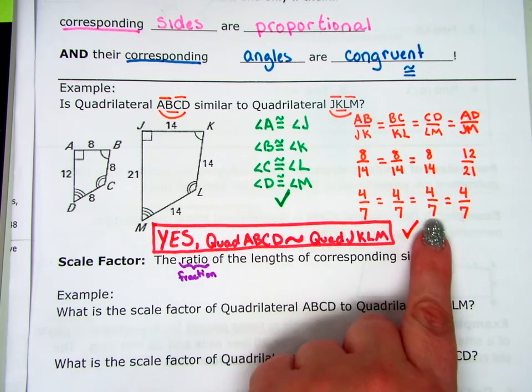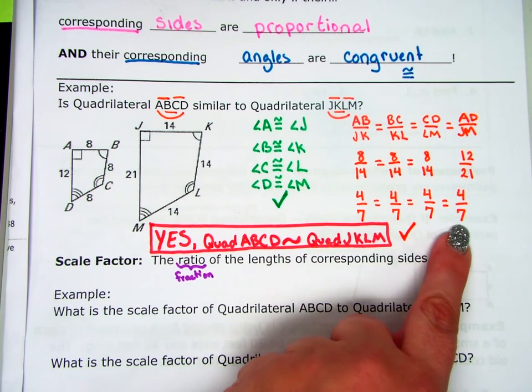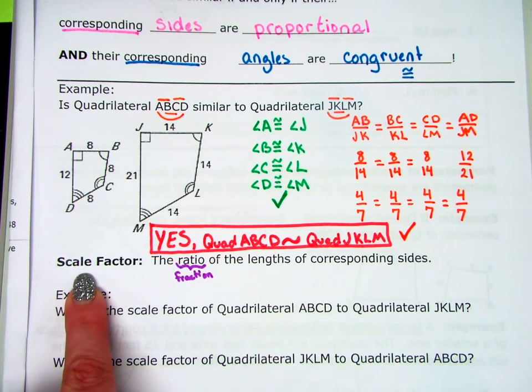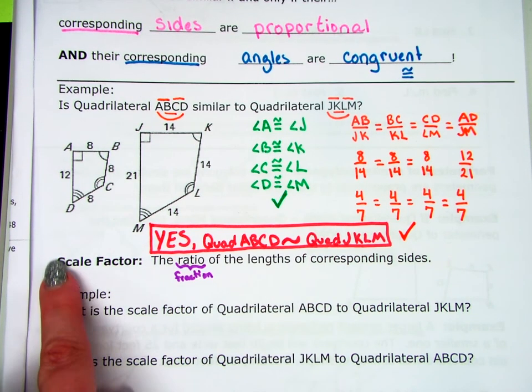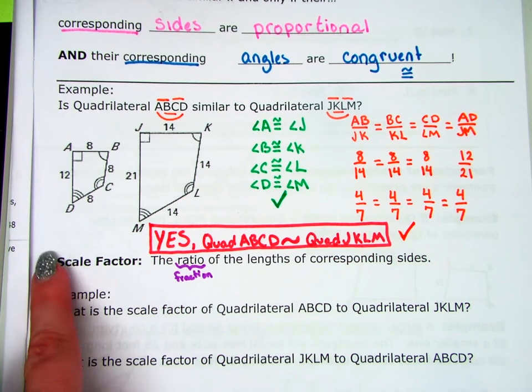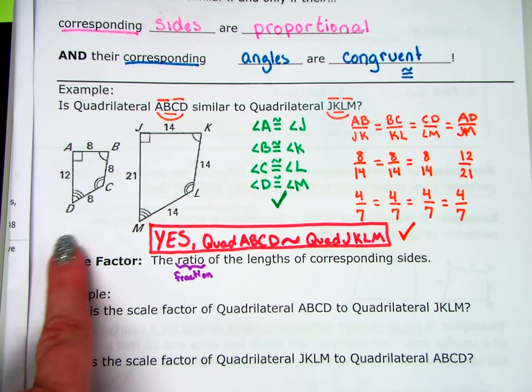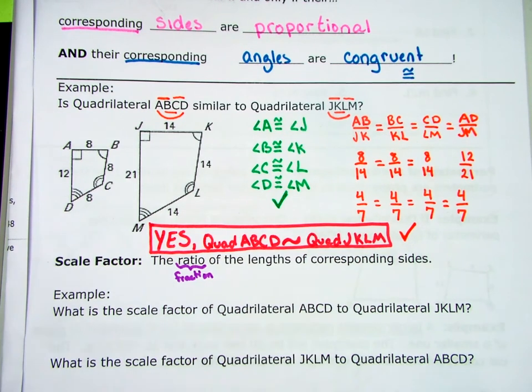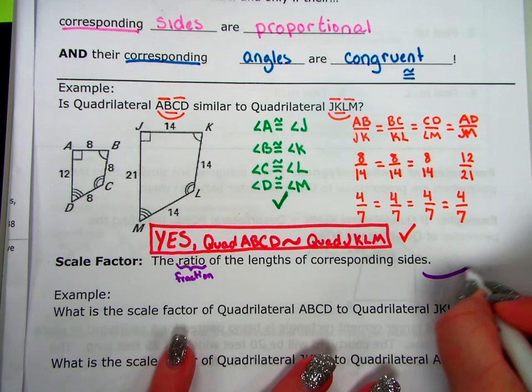So all of these fractions, when they get reduced, that reduced answer, guess what that is? Oh, it's a scale factor. How'd you come up with that? It's the scale factor.